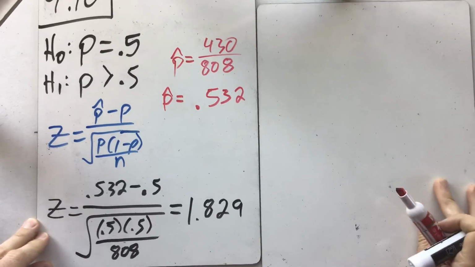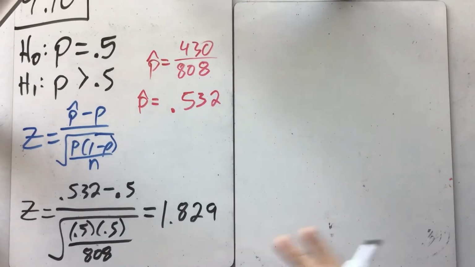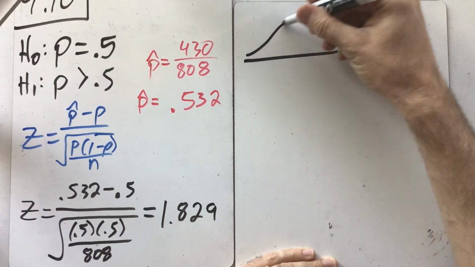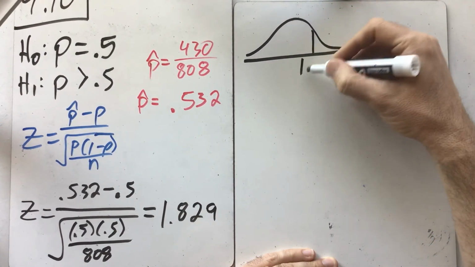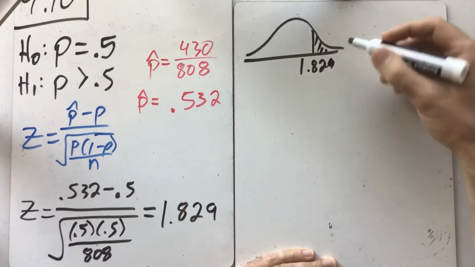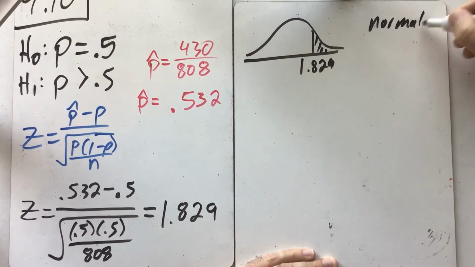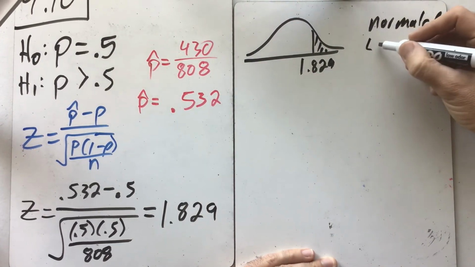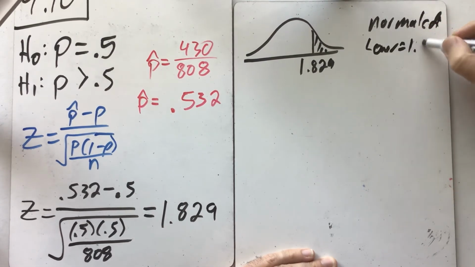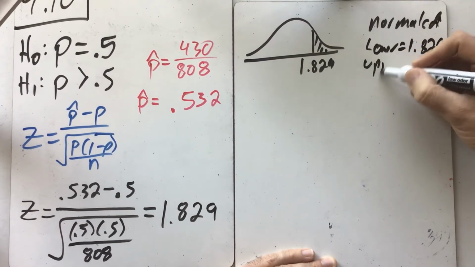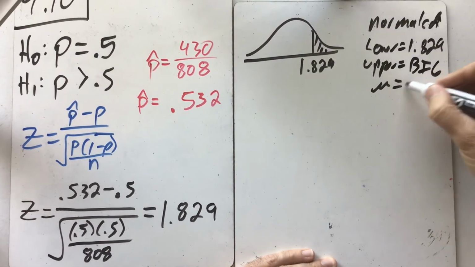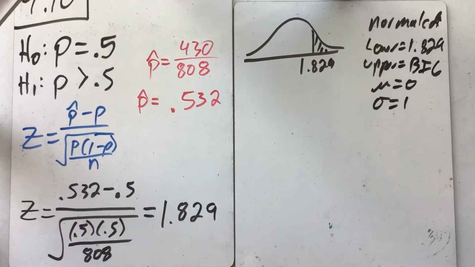So now we're ready to move on down to part C, which is finding the p-value. For a p-value, I'm going to draw the exact same picture I've always had. I'm going to put 1.829 on here and shade to the right. Use normal CDF because we're looking for greater than. The lower is going to be 1.829. The upper is just any really big number. And again, always mu 0 and sigma 1. Okay, so we calculate all that out.